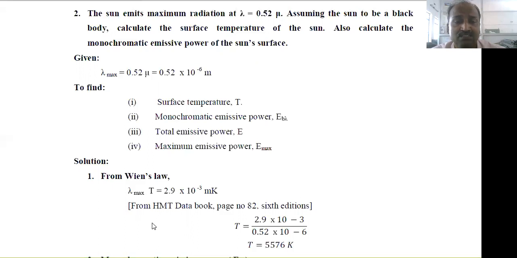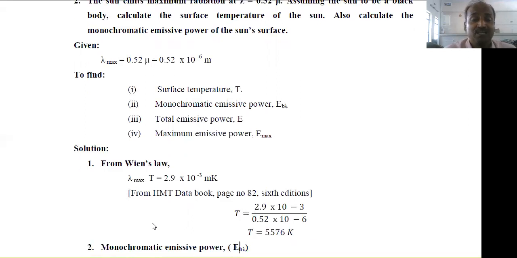So they are asking for the surface temperature, monochromatic emissive power, total emissive power and maximum emissive power. From Wien's law, lambda max into T is equal to 2.9 into 10 raised to minus 3 meter Kelvin, which is available in the data book. This is a very famous equation, Wien's law. But you have to remember which page it is on in your particular edition of the heat transfer data book, otherwise it will be difficult to search again and again. It is a very simple equation.